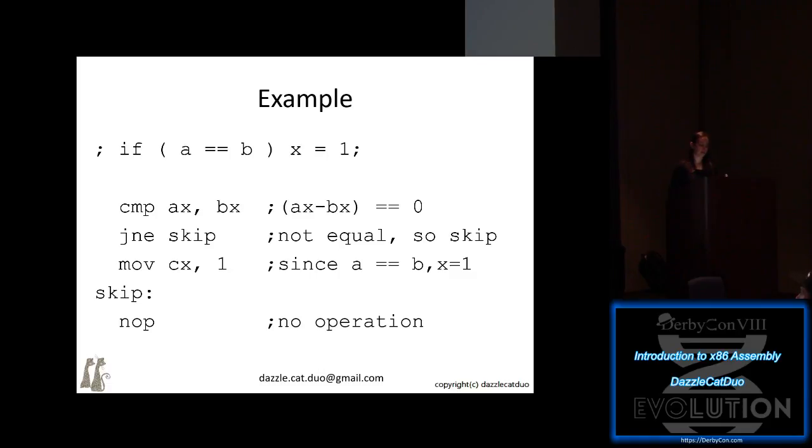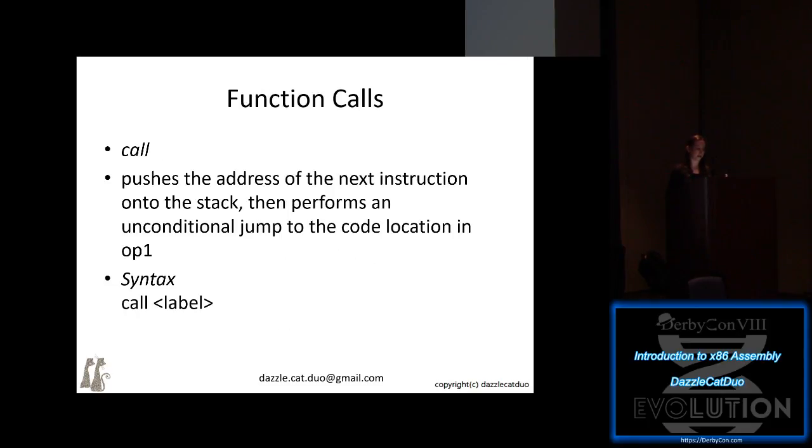So if they were not equal, I'm going to skip the next instruction. If they were equal, I will go ahead and execute the next instruction, which moved a 1 into CX. So in that case, now I can do things like if, else statements, else ifs, using the compare and conditional jumps.